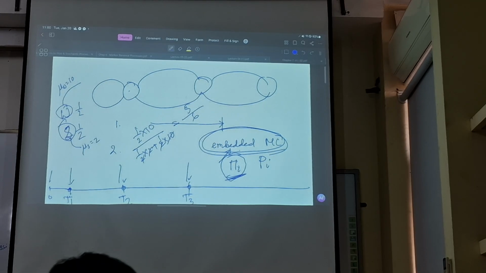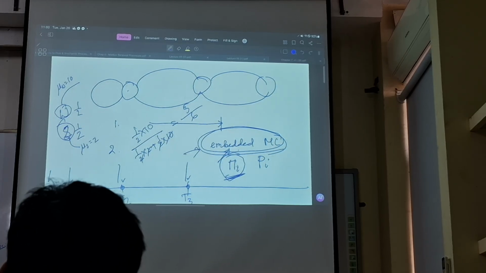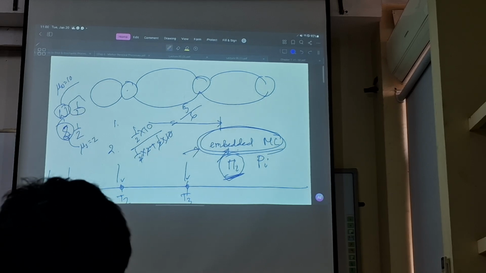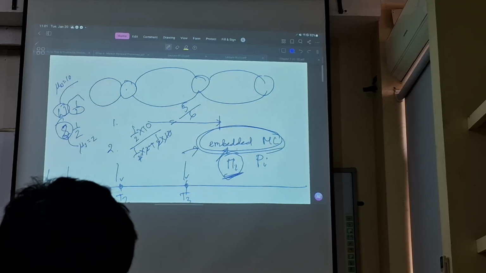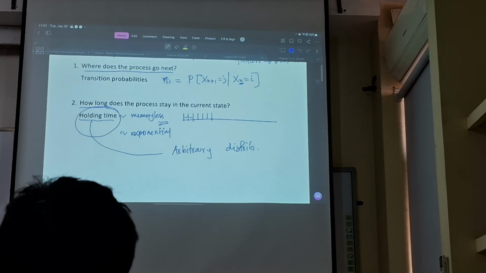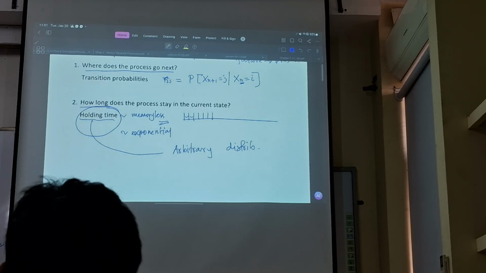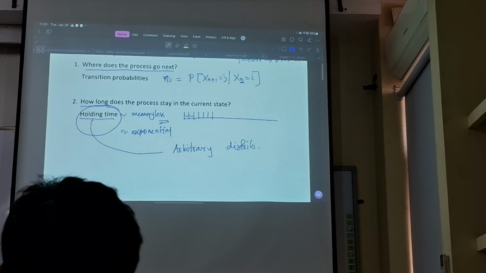But if we just ignore the time here, then the embedded Markov chain says the long-term probability is half that the process will be in working state, and the long-term probability is half that the process will be in service. Is this clear? So that is our objective here. Now let us see some definitions. Any question here? The only difference that we will have for this chapter is that the holding time is not exponential. It can have any distribution.